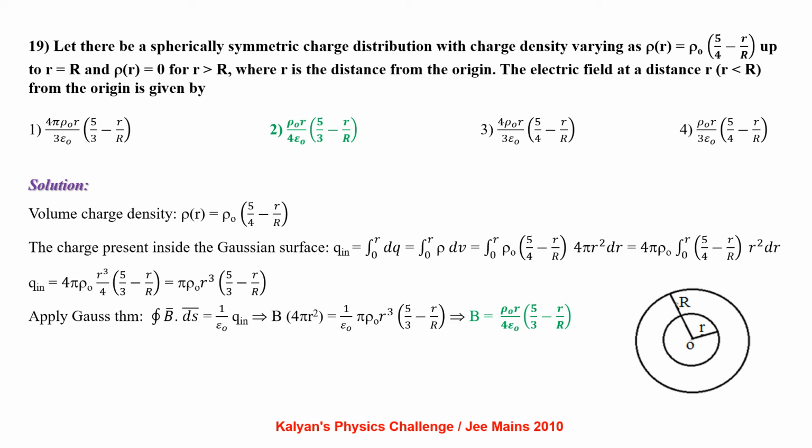Now apply Gauss theorem. Integral E dot dS equal to 1 by epsilon naught q in. From there E times integral dS is nothing but total surface area, that is 4 pi r square of the Gaussian surface, equal to 1 by epsilon naught, the charge which we found in the previous step, that is pi rho naught r cube of 5 by 3 minus small r by capital R. From there we get E equal to rho naught r by 4 epsilon naught of 5 by 3 minus r by R.